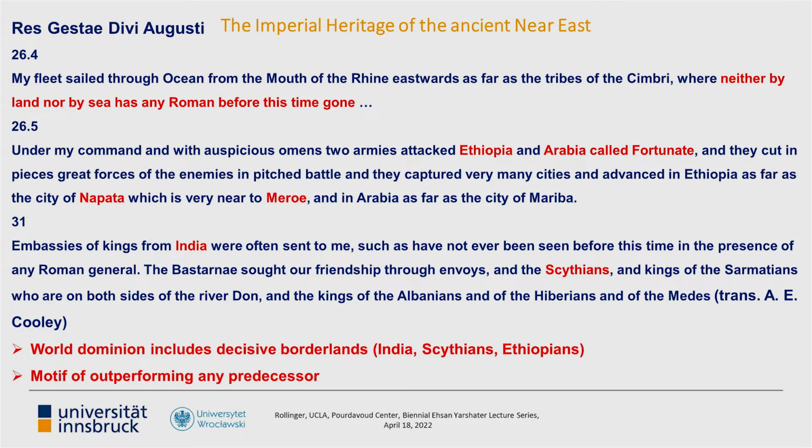Embassies of kings from India were often sent to me, such as have not ever been seen before this time in the presence of any Roman general. The Bastarnae sought our friendship through envoys, and the Scythians and kings of the Sarmatians, who are on both sides of the river Don. So again, of course, he could not claim that he has really subdued the Scythians and the Indians, but at least, by having accepted envoys, embassies from India and from the Scythians, this claim of world rule is put again within a framework that is clearly of ancient Near Eastern origin.